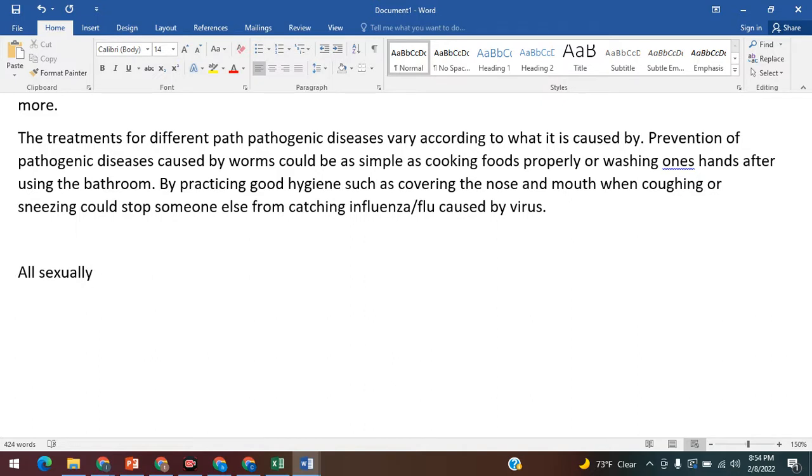Now, all sexually transmitted. So you have certain pathogens that are sexually transmitted, and there's an easy way to avoid those ones, right? Just don't what? Just be abstinent. So all sexually transmitted diseases are caused by pathogens.